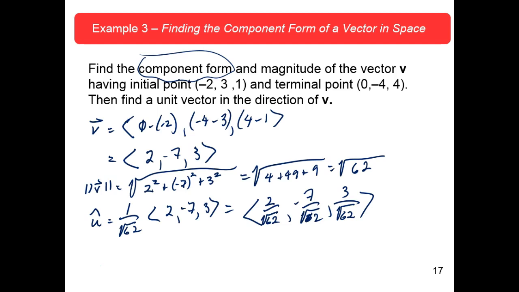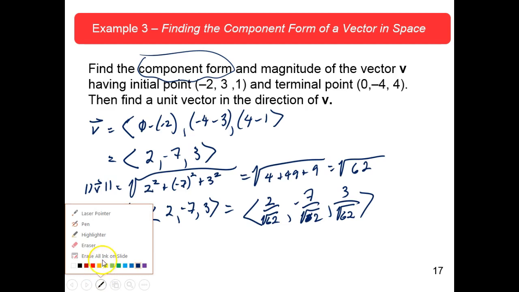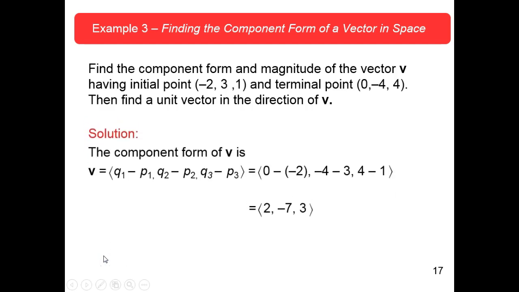All right, I think we've done all the pieces that they wanted us to do with that. Okay, so let's see how they did it and if they got it right. Any questions before I erase it? Okay, so that will be the component form of V, which is the easiest one to deal with. The vector, whose first component is Q1 minus P1, second component Q2 minus P2, third component Q3 minus P3. That would be 0 minus negative 2, comma, negative 4 minus 3, comma, 4 minus 1, which is 2, negative 7, 3.